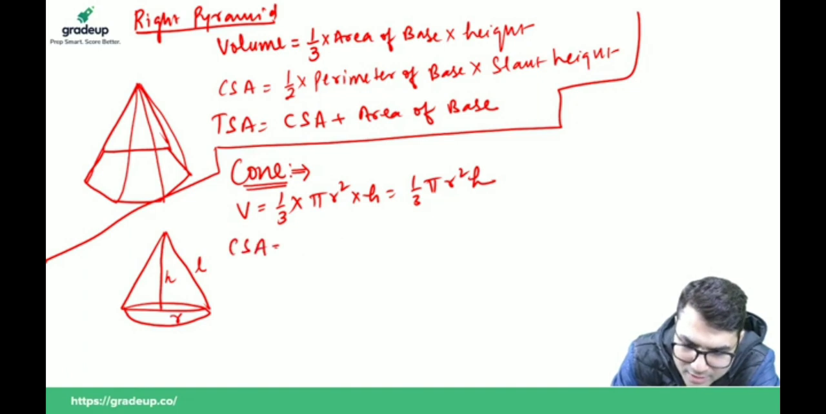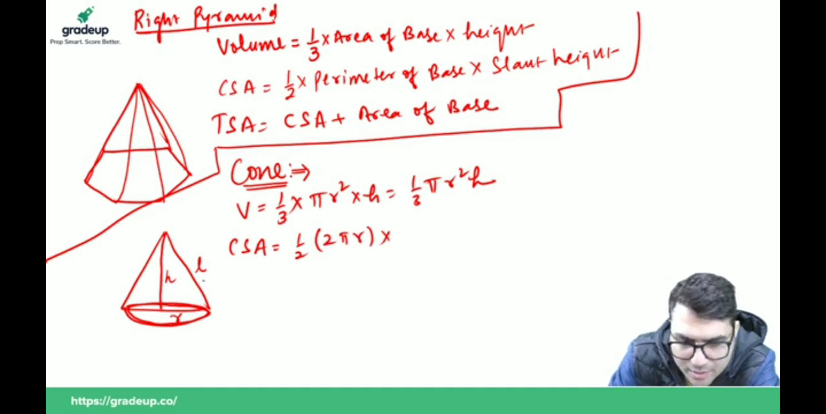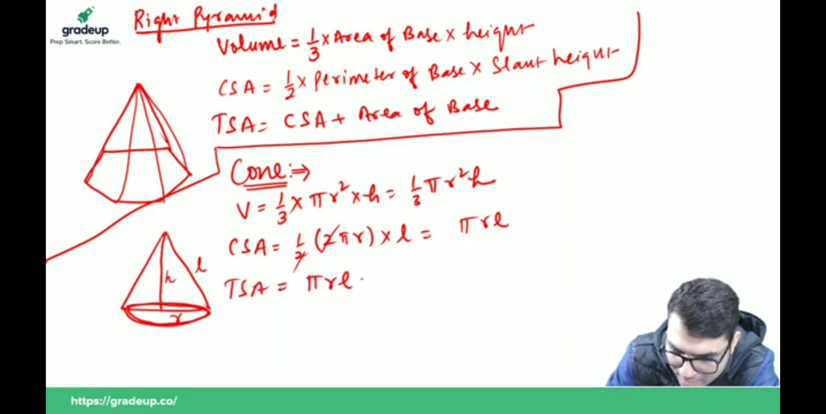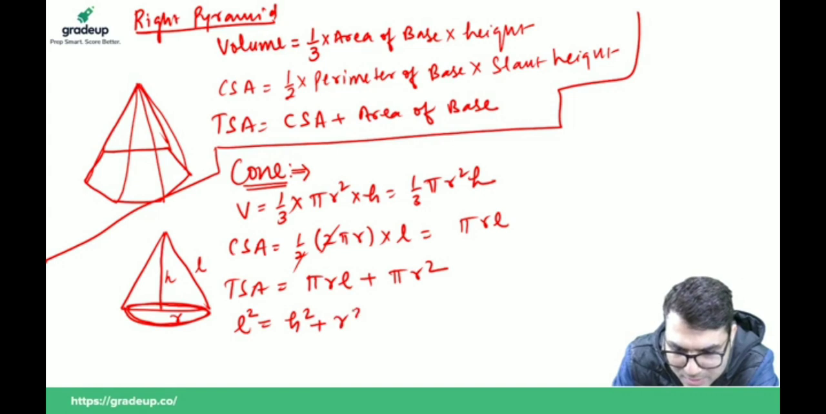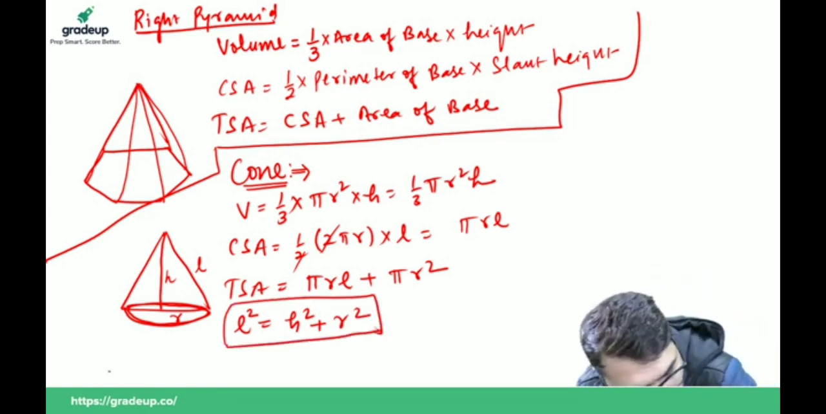Curved surface area is half of perimeter of the base into slant height. Perimeter of the base is what? Circumference. This is 2 pi r l, so half of it is pi r l only. Total surface area is what? Pi r l plus area of base. And one more relation by Pythagoras theorem, we will have l square is equal to h square plus r square. Okay, so these are the formulas.